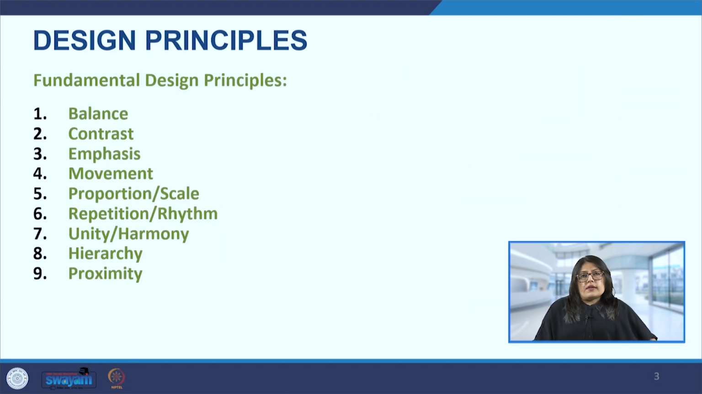Now, coming to the design principles. These principles are guiding principles, or theories, which help us organize the elements that we have seen onto the area in which we are working. I'll call it a picture plane or image area. Where we are working, how can we apply those elements so that there is unity and harmony in our picture plane? Some of the basic fundamental design principles are these 9 here.